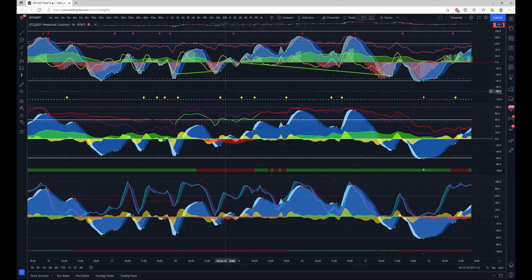Next up, we have the stochastic, and this does have the stochastic, this color changing stochastic actually. This market liberator does not, and the VuManChu market cipher does have a stochastic on it. So that's going to be 1 point lost for the market liberator.